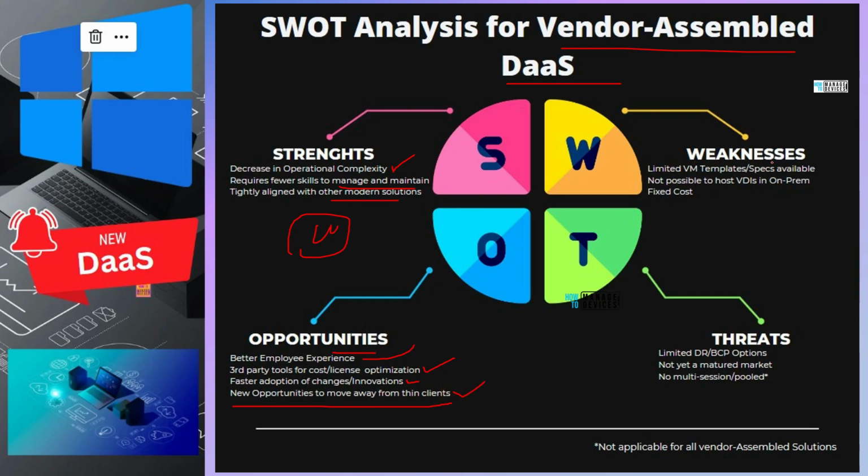And let's look at weaknesses now. Limited VM templates and specs are available with this kind of solution. It is bundled with a particular license, so you don't have a lot of options like in the self-assembled scenario. It is not possible to host VDIs on-prem. This is another weakness. And the costing is fixed. It is per user per month costing for most of the vendors. And then Microsoft is coming up with something very innovative in licensing also for frontline workers. We'll see more details in the I button over here about Windows 365 Frontline.